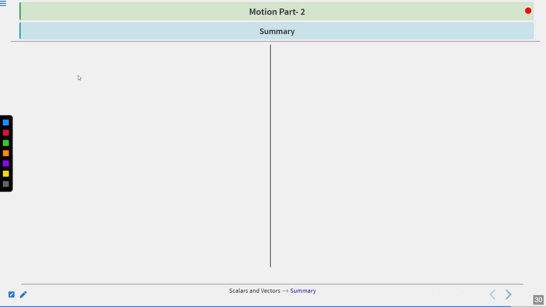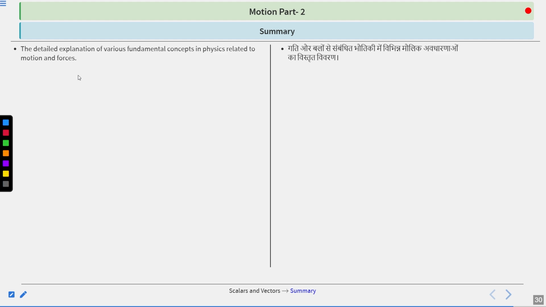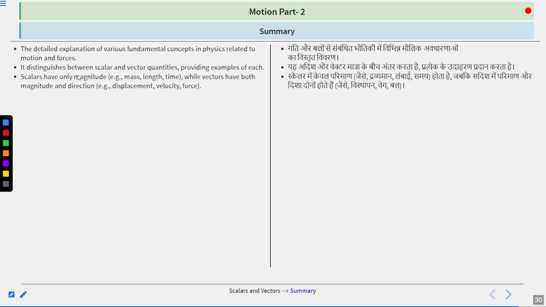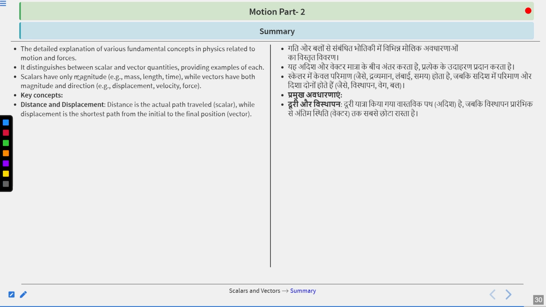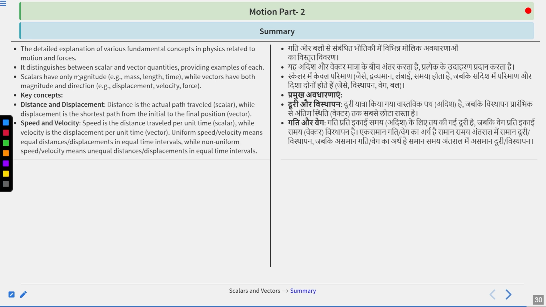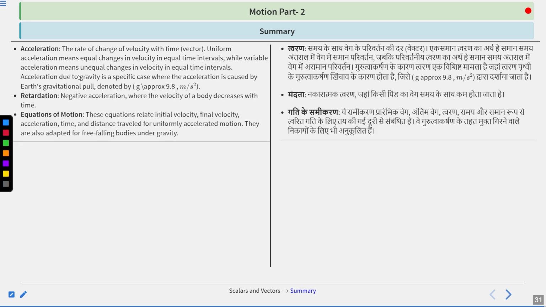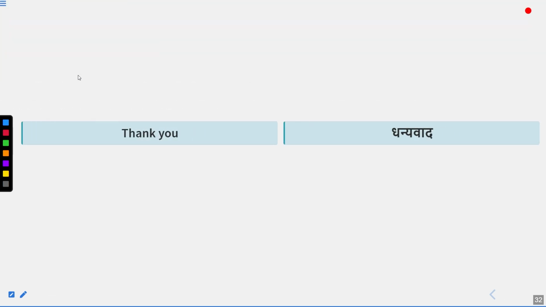Now it's time for the summary discussion because we have finished the topic. We have talked about the detailed explanation of various fundamental concepts in physics related to motion and forces. Distinguishing between scalar and vector quantities, providing examples of each. Scalars have only magnitude, like we had discussed, mass, length, time, while vectors have magnitude and direction, like displacement, velocity, and force. Key concepts: distance and displacement we have discussed, speed and velocity we have discussed. Acceleration we have discussed, retardation we have discussed, equations of motion we have discussed, and with this we have finished this part.